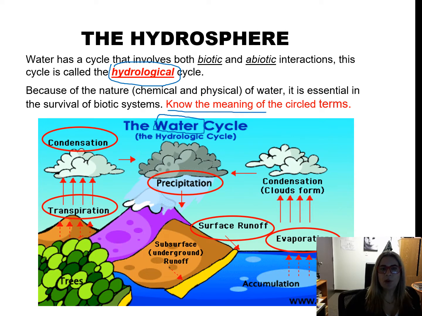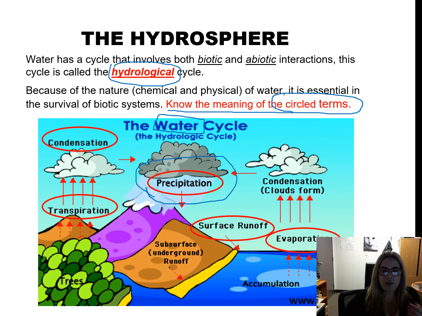But you need to know the meaning of the circled terms on this slide. So in other words, condensation, of course, is the conversion of water from liquid to vapor. Transpiration is the movement of water from plant leaves right into the atmosphere. Precipitation is the opposite of condensation, so that's going from vapor to water. And remember that precipitation can be any type of water, so that can be snow, that can be water, that can be hail, sleet, whatever, okay?